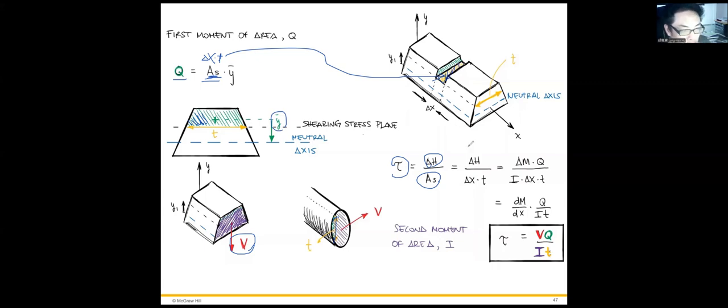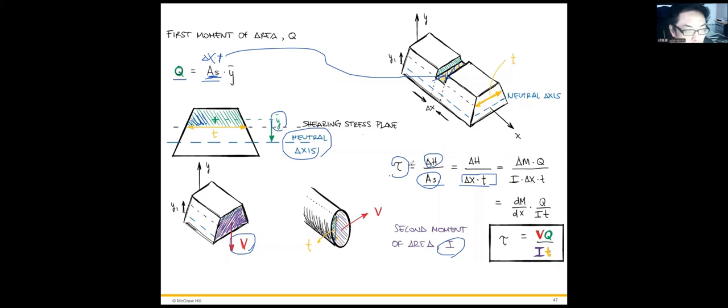Okay. So the AS equals delta X times T, the thickness. And delta H is the shear force applied to the AS. Is that clear? And the distance is from the centroid of the top part to the neutral axis. And I is the second moment of the area of this whole cross section.